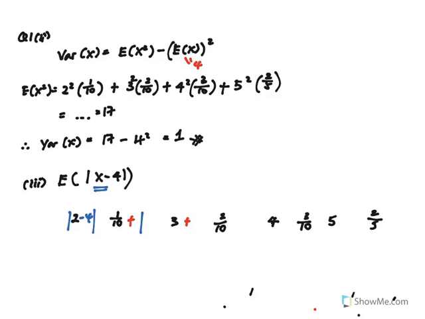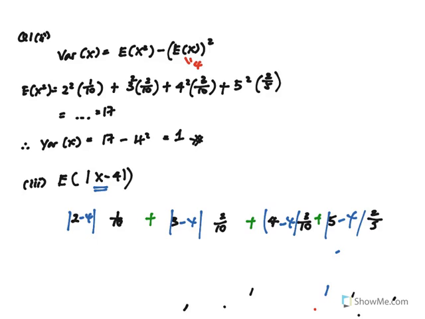Alright, so 2, 3, 4, 5: modulus of 2 minus 4, modulus of 3 minus 4, modulus of 4 minus 4, modulus of 5 minus 4. That's basically what it means, that we just take all the x values and we subtract 4 and take the modulus. That's what the question really wants. E of the modulus is you take your data values, you minus 4, and then you take the modulus.